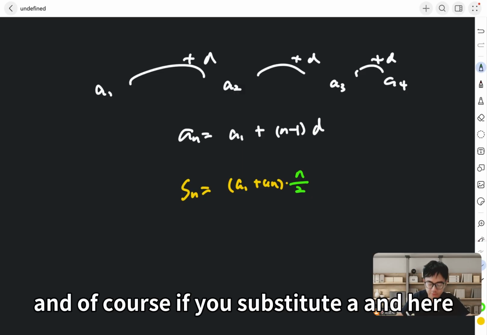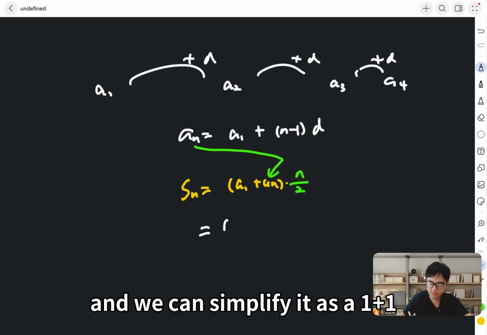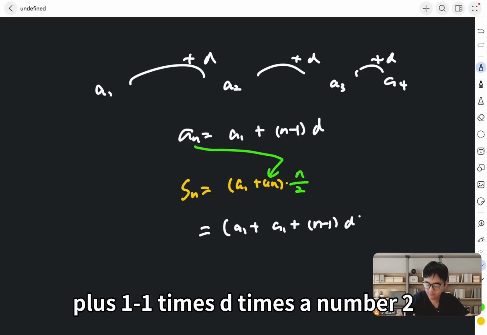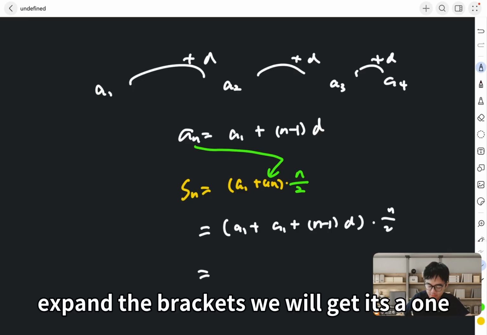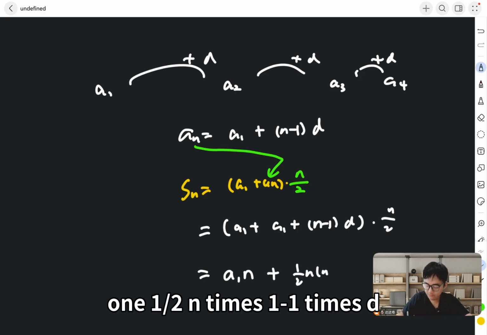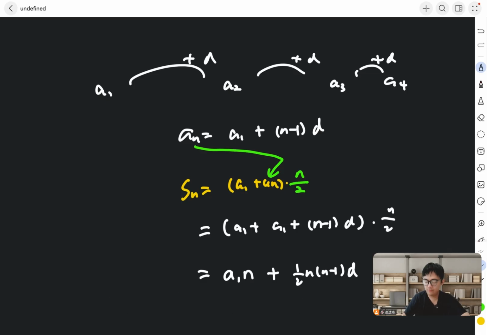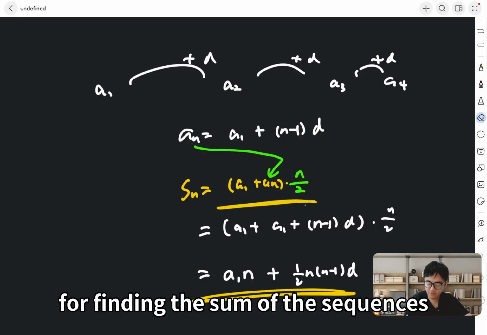And of course, if you substitute an here, we can simplify it as a1 plus a1 plus n minus 1 times d, times n over 2, and if we expand the brackets, we will get a1 times n plus 1/2 n times n minus 1 times d. So both of the formulas work for finding the sum of the sequences.